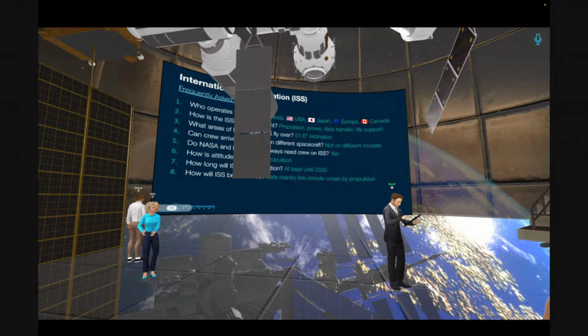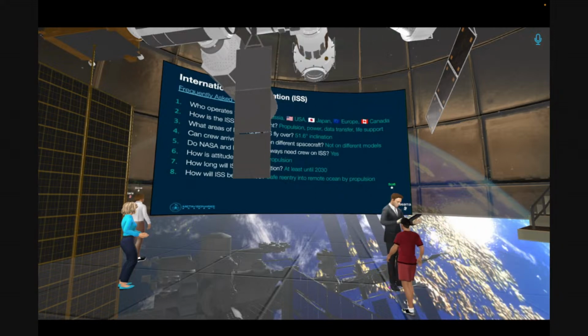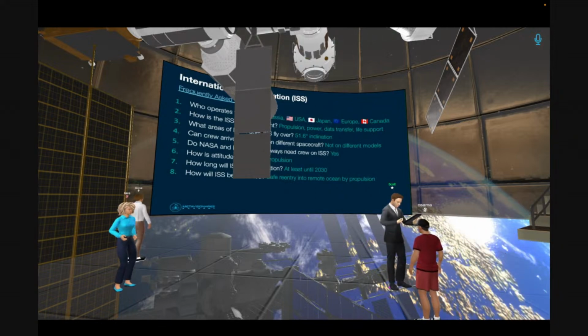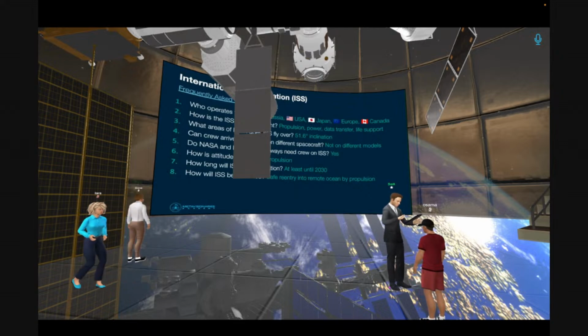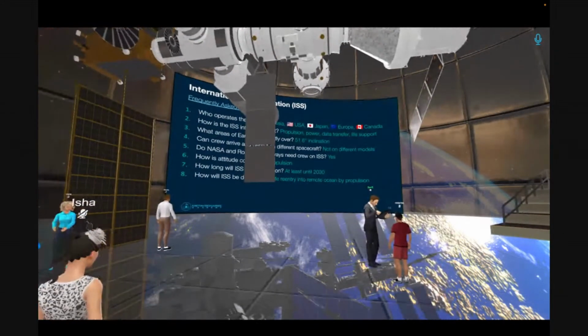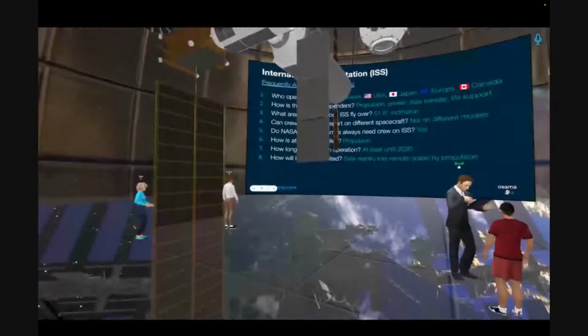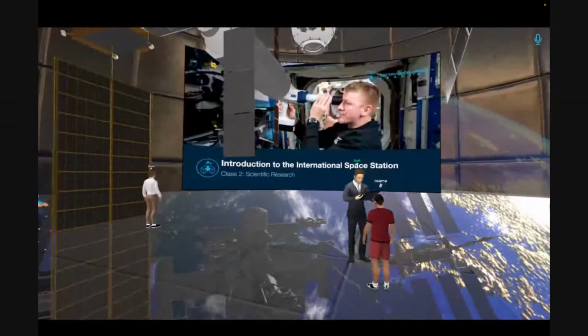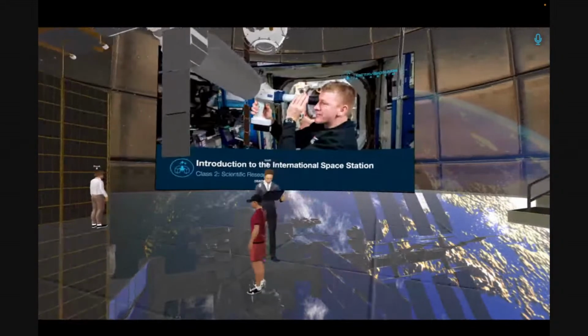And then number 8 here, just to finalize this slide, how will ISS be deorbited? If it is deorbited, the answer to that question is safe re-entry into remote ocean by propulsion, which again is discussed in the 5th lecture in this series. Okay, so that is the final slide in this first day of the International Space Station lecture series.